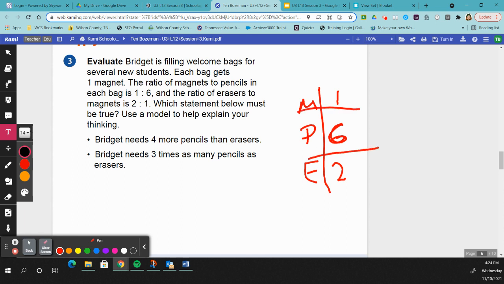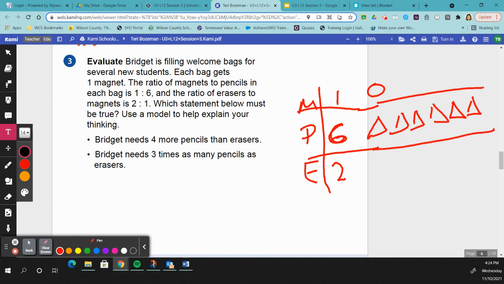And you could draw shapes for these instead of writing numbers. All right, so you could have 1 circle. You could have 6 triangles. And then 2 rectangles or squares. Right, so magnets, pencils, and erasers. Which statement below must be true? Use a model to help explain your thinking.